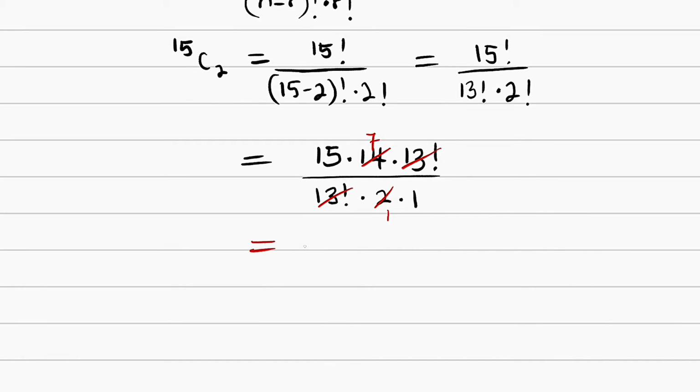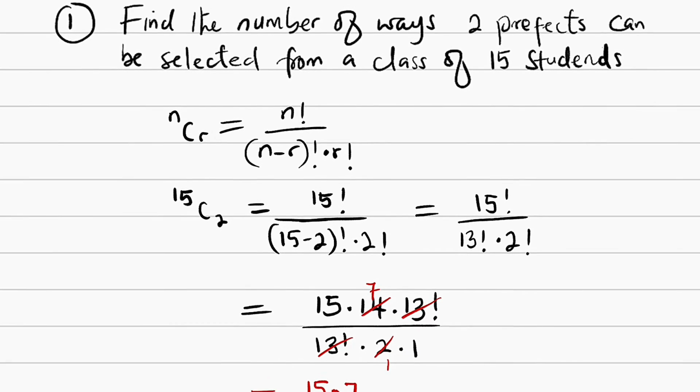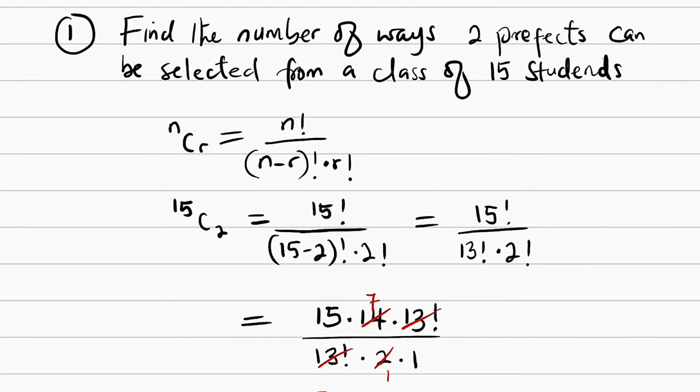So all we have left is 15 multiplied by 7. And 15 multiplied by 7 is 105. So we have 105 ways. We have 105 ways in which 2 prefects can be selected from a group of 15 students. So this is the first question. Let us go to the second question.